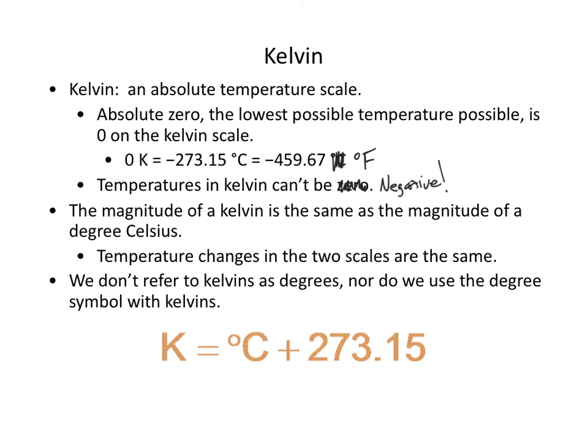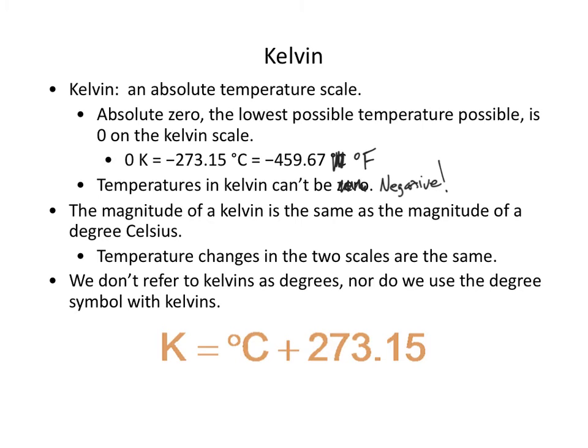Now, just a note on nomenclature, we don't refer to kelvins as degrees. We don't say degrees Kelvin. We just say Kelvin. If the temperature is 298 Kelvin, we just say that. We don't say degrees. And we also don't use the degree symbol as we do in the Fahrenheit and Celsius scales. Also, if you note, when we talk about temperatures in Kelvin, we don't capitalize the K, although the symbol we use to represent Kelvin in terms of units is capital K.